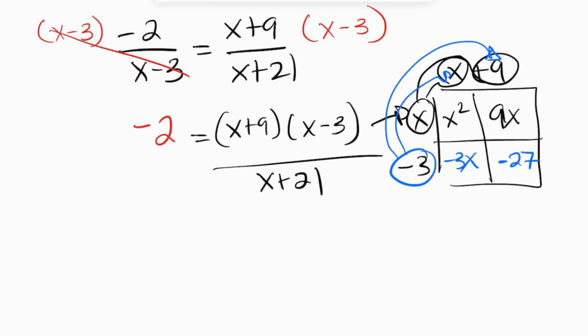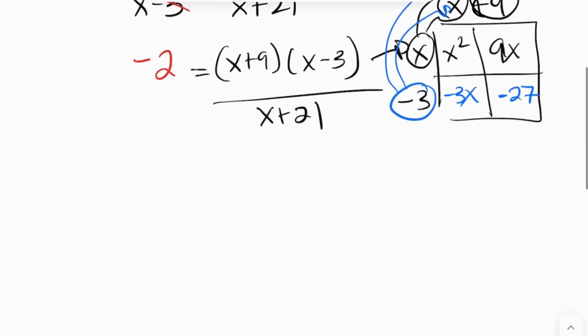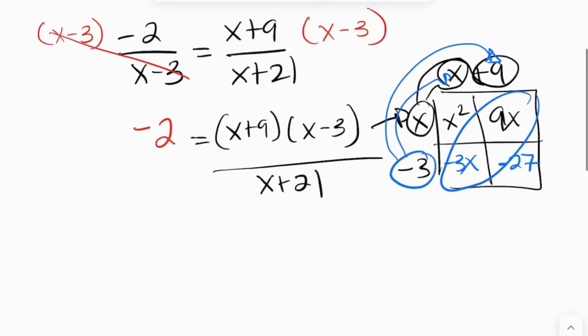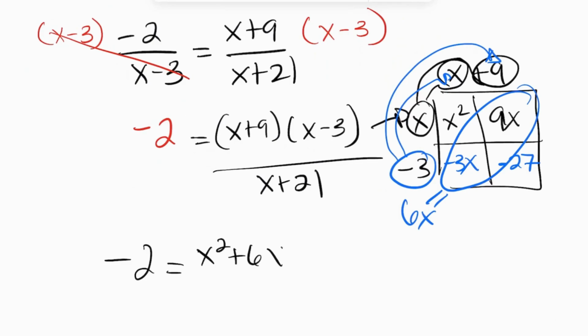27. All right, so we're going to end up having like terms right here in our diagonals. So 9x minus 3x is going to give us 6x. So we end up having -2 equals x squared plus 6x minus 27 divided by x plus 21.